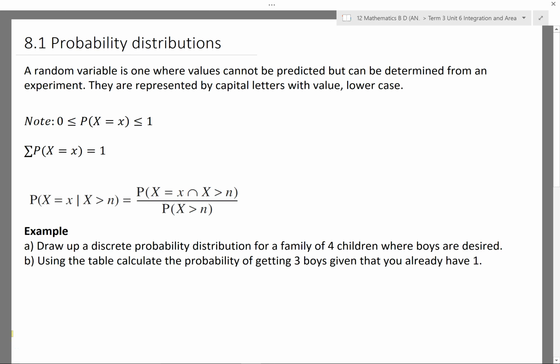In this lesson, we're going to draw up probability distribution tables. A little bit of terminology to start with. We've got this idea of a random variable whose values can't be predicted but can be determined by experiment. So maybe like the number of heads we'll get if we throw 10 coins up in the air. The variable is represented by a capital letter and the value represented by a lowercase letter.